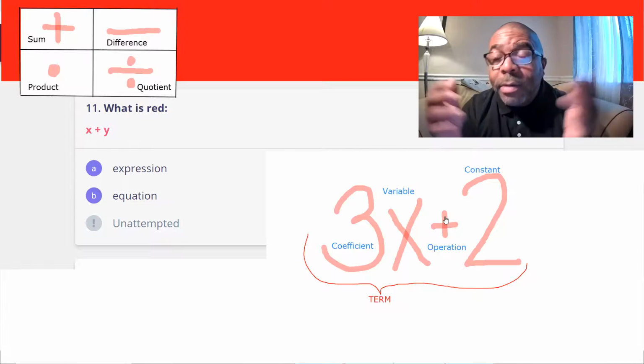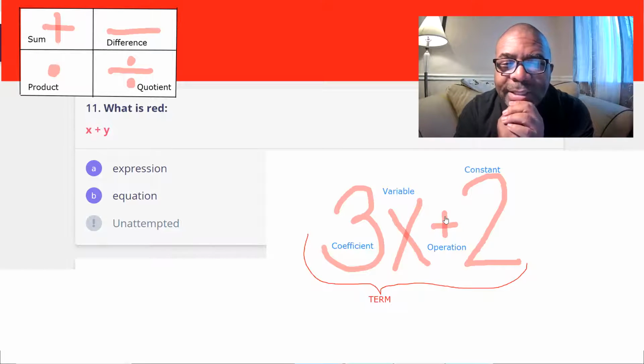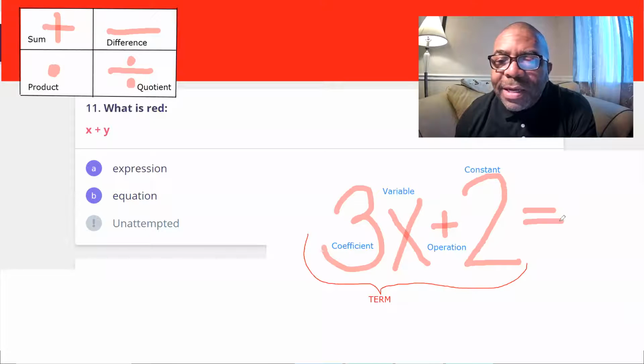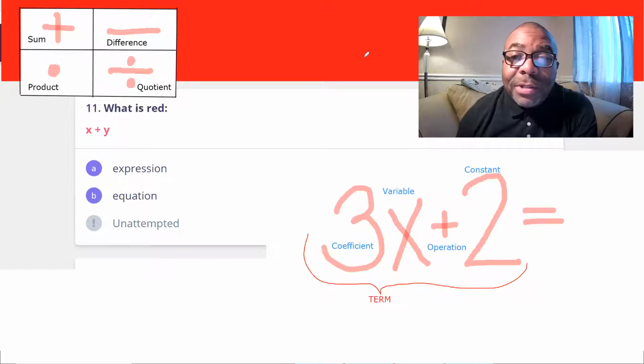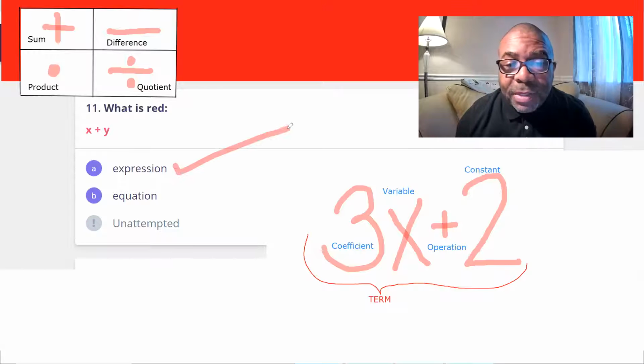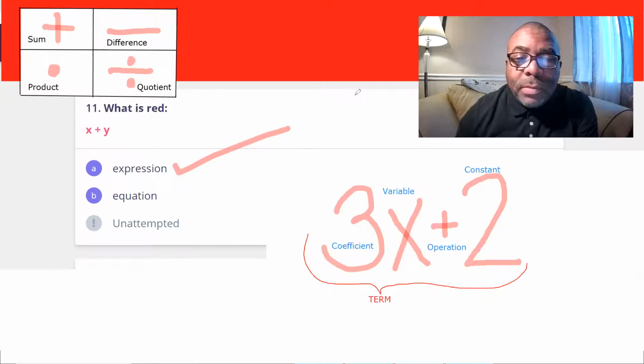What is in red? Is it an expression or an equation? Well, here's the good stuff. If it has an equal sign, then it becomes an equation. But since there's no equal sign there, it's an expression. It's an algebraic expression.